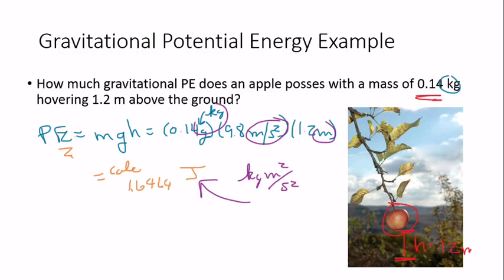So if that's what my calculator displays, I'm thinking I need to round to 2 digits across the board. So I'm going to keep this digit and this digit, and truncate it there. Since that's a 4, I'm going to leave the 6 the way it is. So to me, the answer, rounded correctly, is 1.6 joules. That's it. It is the stored energy related to the position of that apple.